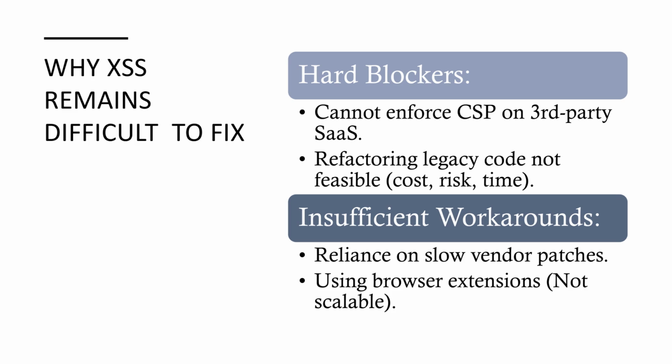Because of these limitations, teams are often forced into workarounds that are often insufficient for robust protection. This often means a slow reliance on vendors or plugin developers to issue security patches, which leaves a critical window of exposure. Another workaround some teams might try is using browser extensions to modify security settings, but this is hardly a scalable, robust, or reliable solution for any enterprise environment.